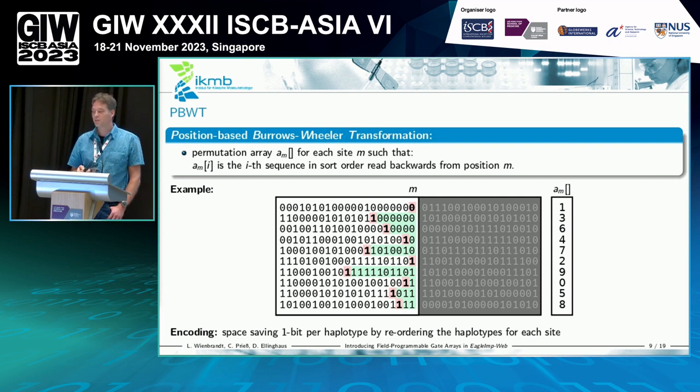Luckily, I don't need to store the permutation array for every site. This would need a lot of space. I just need to store the sequence which is next to the permuted site. So this means that the PBWT is not greater in space than the original reference. And again, a lot of zeros and ones, so perfect for FPGAs.